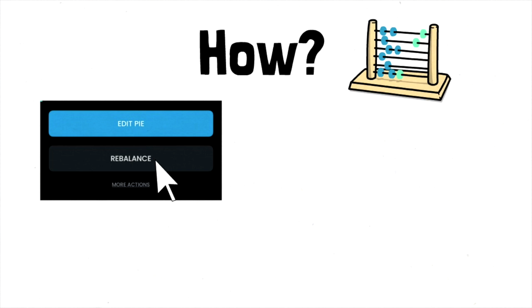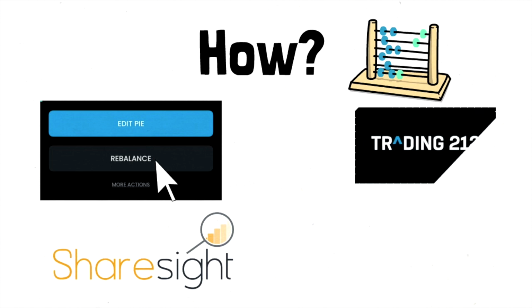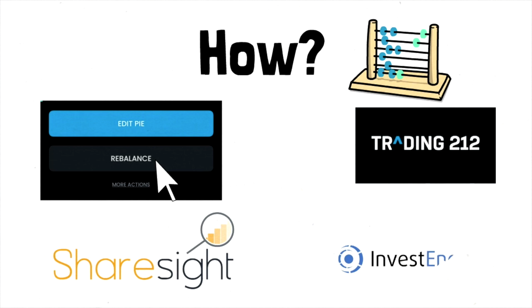Something like ShareSite will help you calculate your portfolio weightings, but you'll have to do the buying and selling yourself, unfortunately. For us in the UK and Europe, I think Trading 212 for individual stocks and Invest Engine for ETFs are probably the best for rebalancing and building your portfolios in the first place, if you want them to be in a certain percentage allocation. What are your tips on rebalancing? Share them in the comments below.